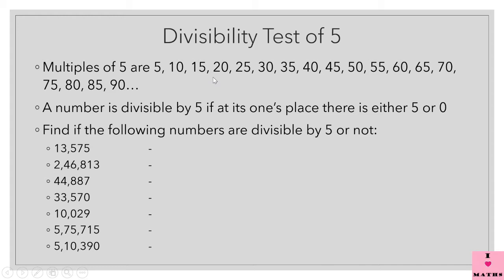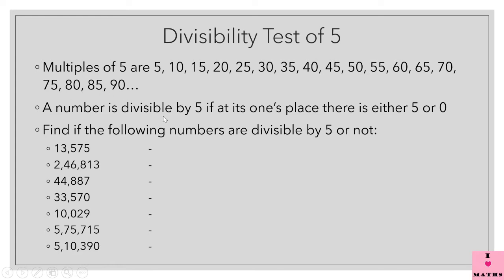Multiples of 5 are 5, 10, 15, 20, 25, 30, 35, 40, 45, 50, 55, 60, 65, 70, 75, 80, 85, 90, and so on. Can you guess what is the divisibility test of 5? Yes, you have guessed it right. If we look at the ones place digits of all the multiples of 5, we will see we have 1 out of the 2 digits, 5 and 0. Come, have a look. 5, 0, 5, 0, 5, 0, and so on.